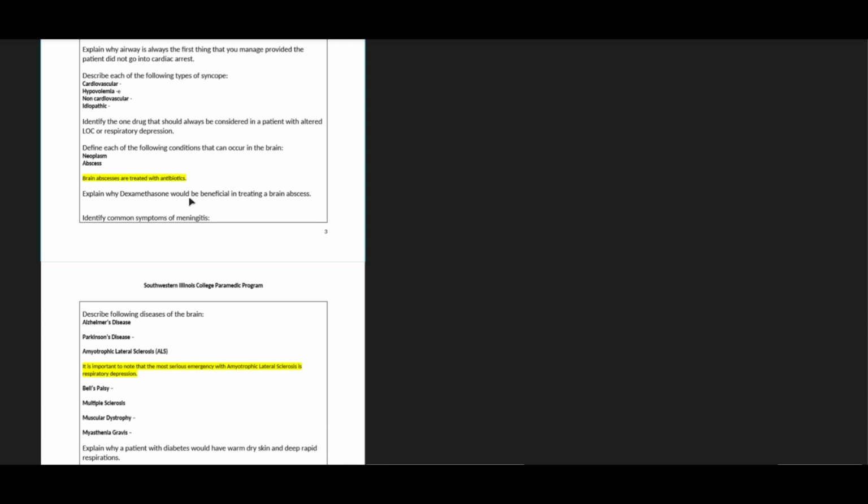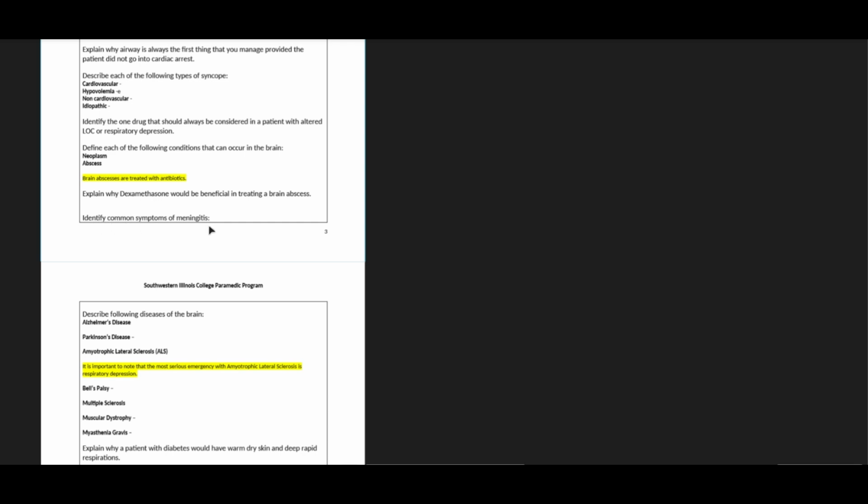Identify why dexamethasone would be beneficial in treating a brain abscess. So dexamethasone, it doesn't necessarily work by this mechanism, but it has the effect of reducing vascular permeability. So it's going to stop the creation of more cerebral edema around that abscess from the inflammatory response, and could potentially also prevent that pus from being circulated. But I think that would be more of a secondary consideration.